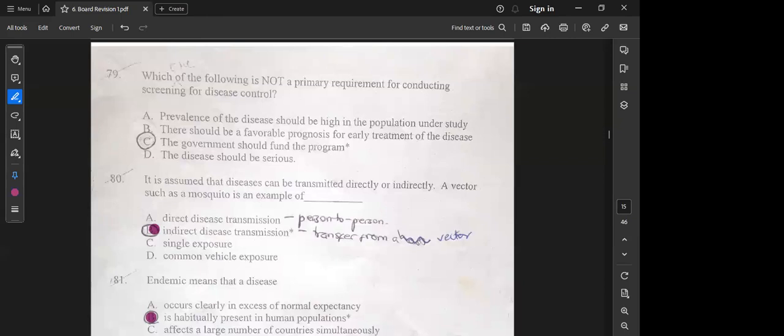Which of the following is not a primary requirement for conducting screening for disease control? Prevalence of the disease should be high in the population under study. There should be a favorable prognosis for early treatment of the disease. The government should fund the program. The disease should be serious. See, the government should fund the program. That's not a primary requirement.